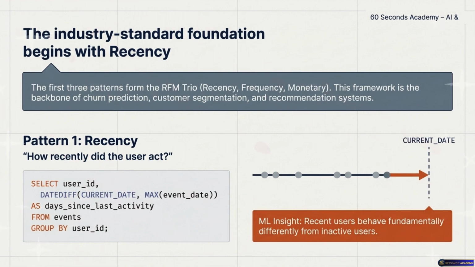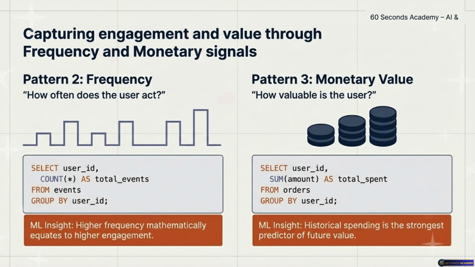And the reason models care so deeply about that specific difference in days is that human behavior is incredibly time sensitive. I mean, a user who logged into your e-commerce app yesterday is in a completely different psychological state than a user who hasn't opened the app in 6 months. Oh, for sure. Recency is often the single most powerful predictor of whether someone is about to churn, meaning whether they're about to abandon your platform entirely. Because if the recency number starts climbing from 1 day to 7 days to 30 days, the model sees the signal fading. Which brings us to pattern 2, frequency. How often does the user act?